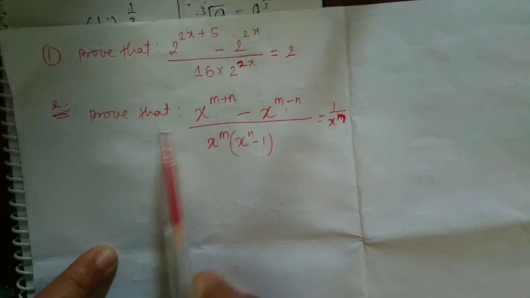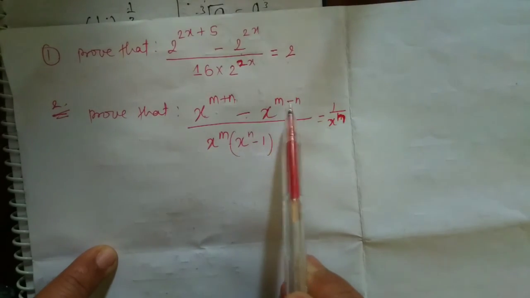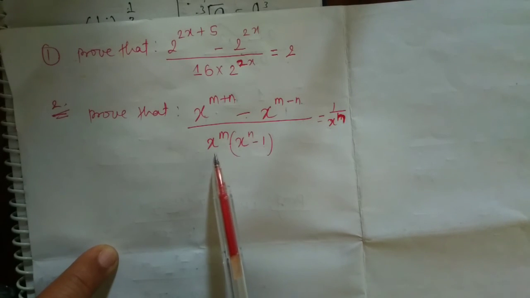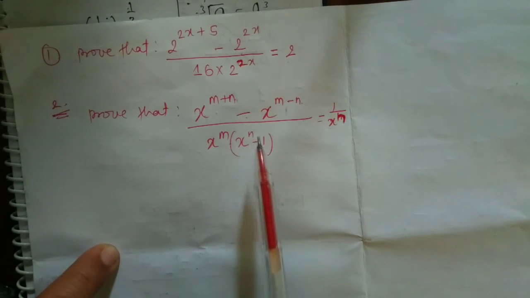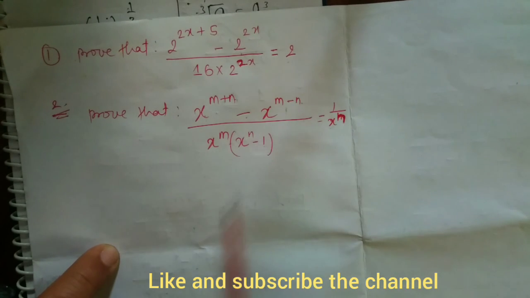Another question: prove that (x to the power m plus n minus x to the power m minus n) whole divided by x to the power m into x to the power n minus 1 is equal to 1 upon x to the power n. You have to prove the question. Let's see who will prove this first.